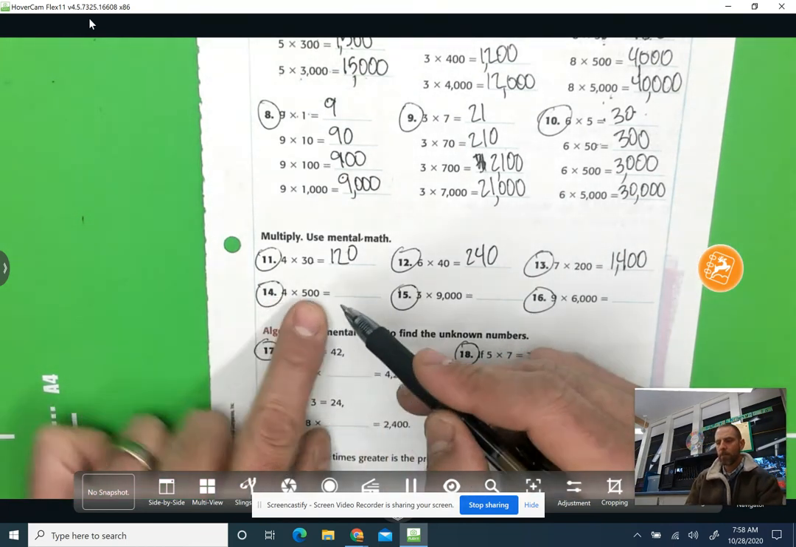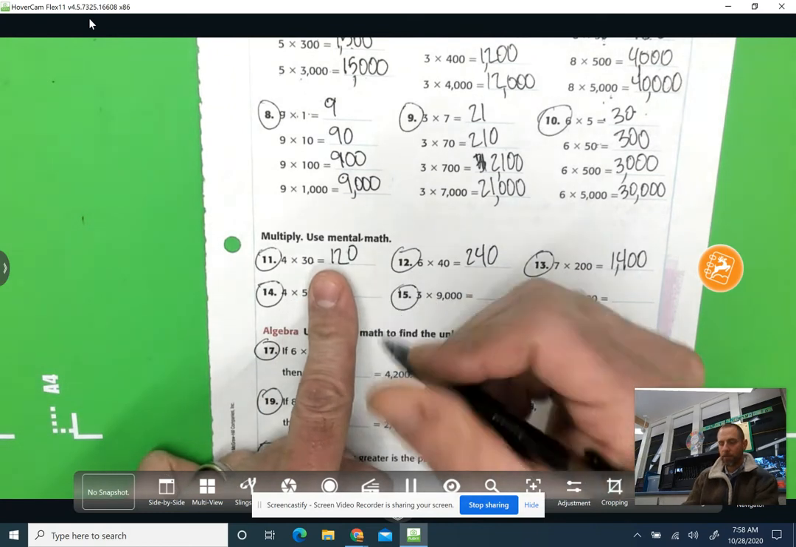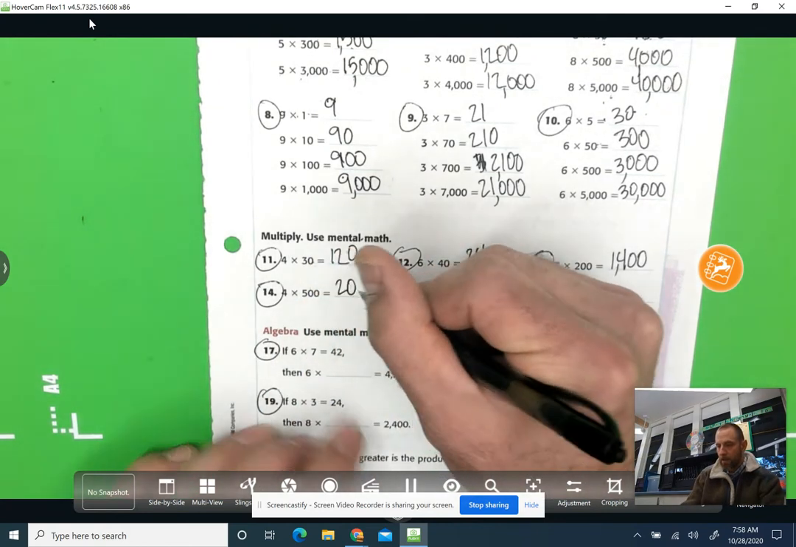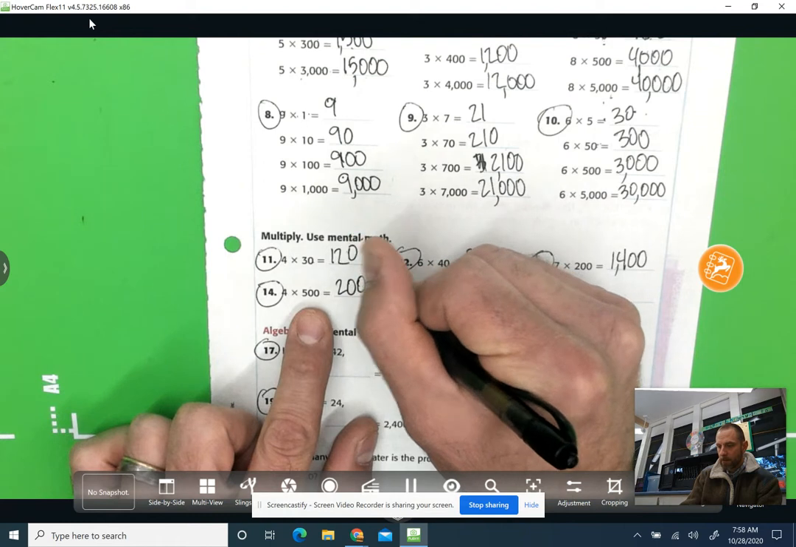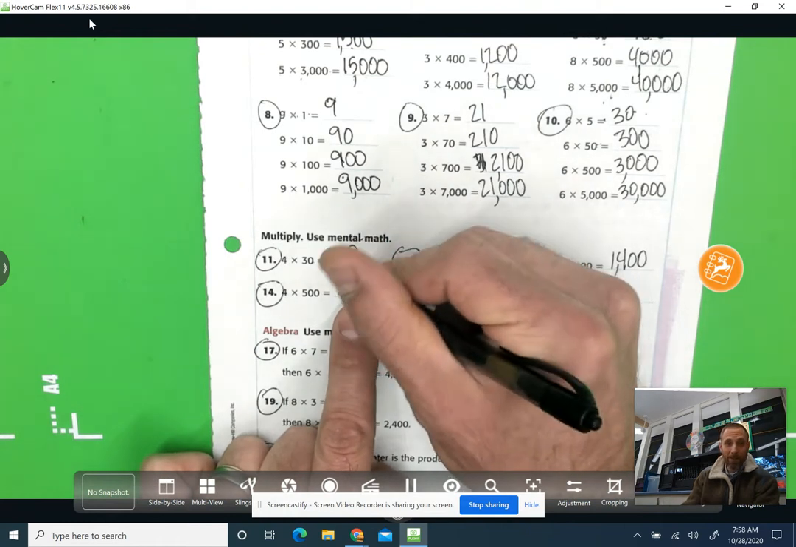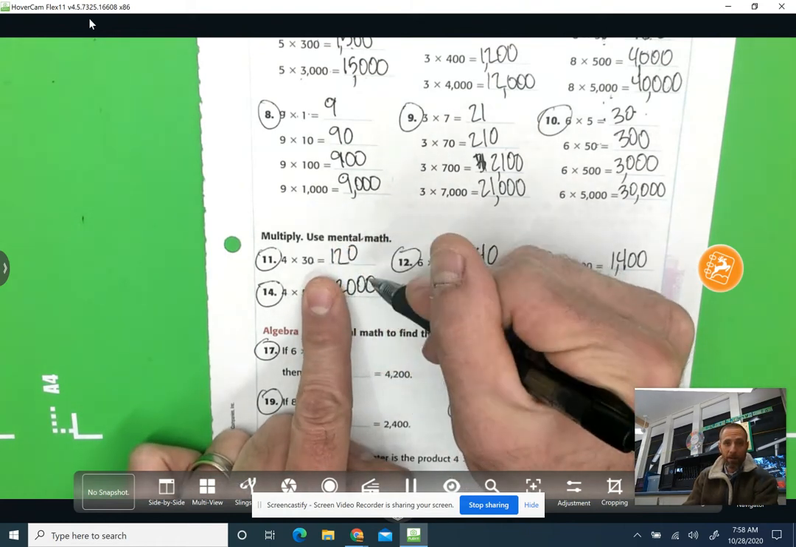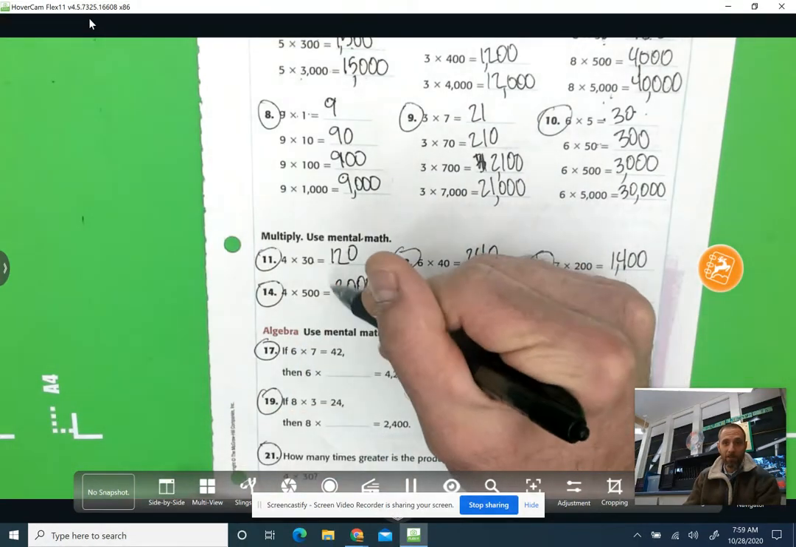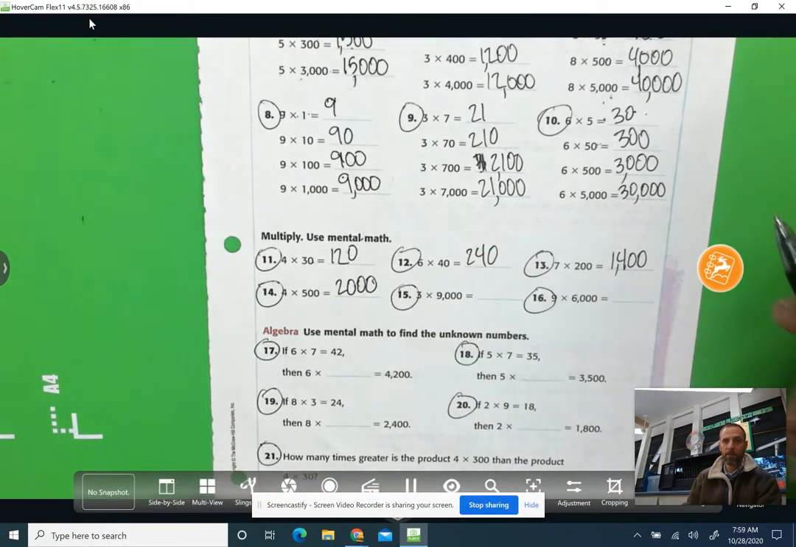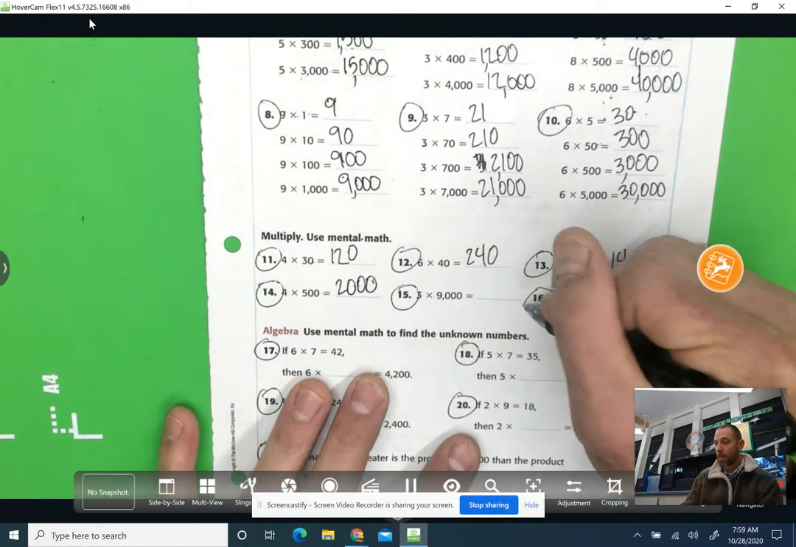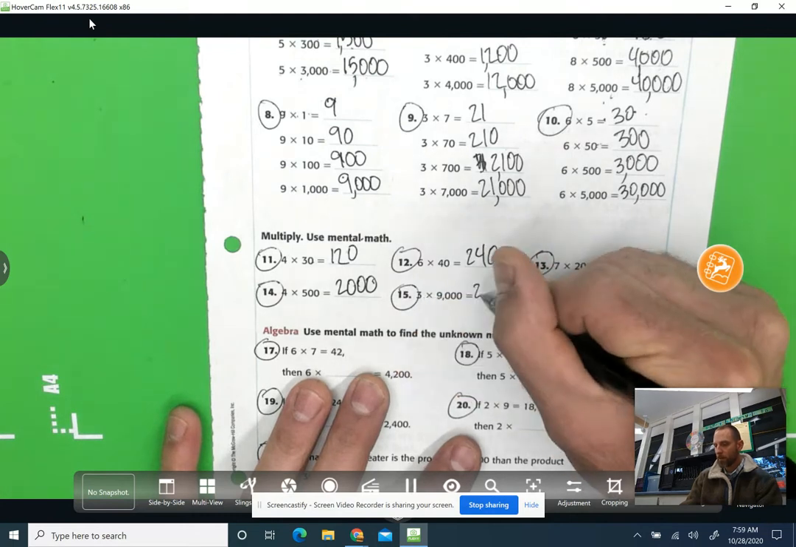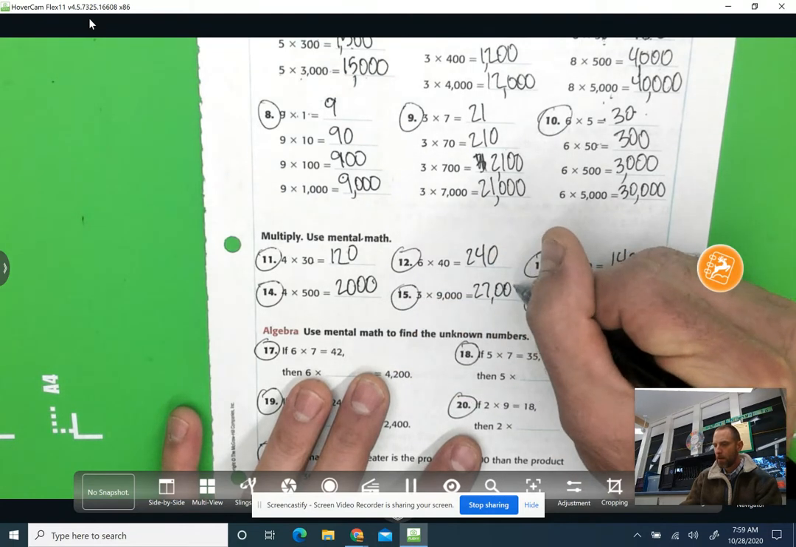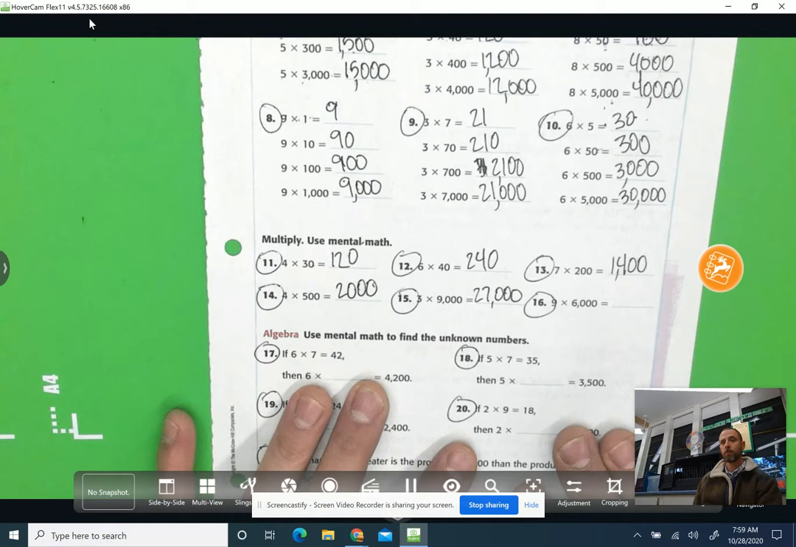4 times 500, well, 4 times 5 is 20. Add your 2 zeros. If you got a 0 in the basic fact, like 4 times 5 is 20, that 0 does not count. Okay, so you still have to add 2 zeros. 3 times 9,000, 3 times 9 is 27, and add 3 zeros.